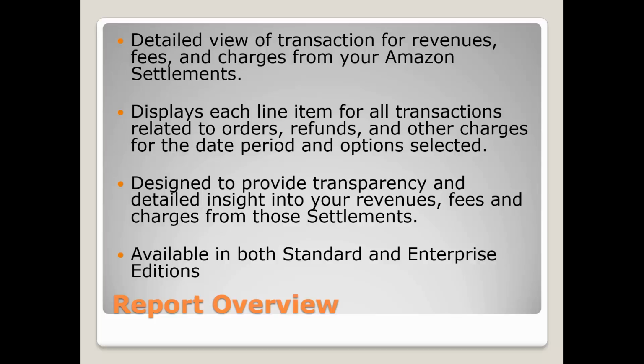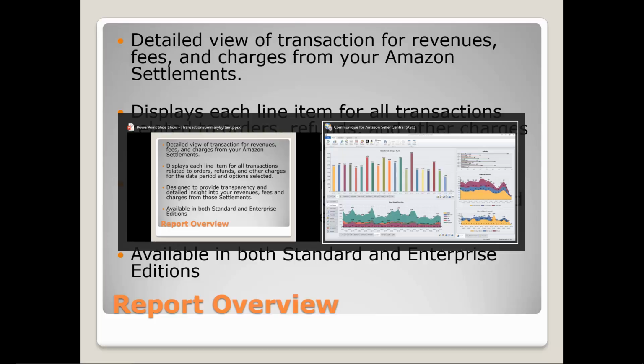The report provides a detailed view of transactions for revenues, fees, and charges from your Amazon settlements. It displays each line item for all transactions related to orders, refunds, and other charges for the date period options selected. It's designed to provide transparency and detailed insight into your revenues, fees, and charges from those settlements. This report's available in both standard and enterprise editions. So let's get started with the transaction summary by item report.